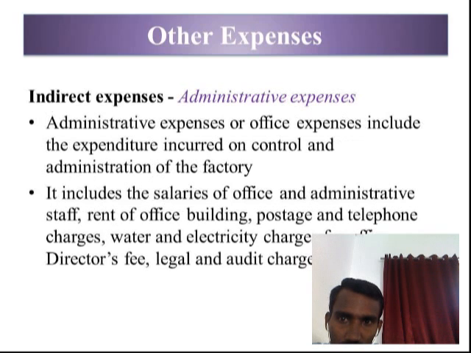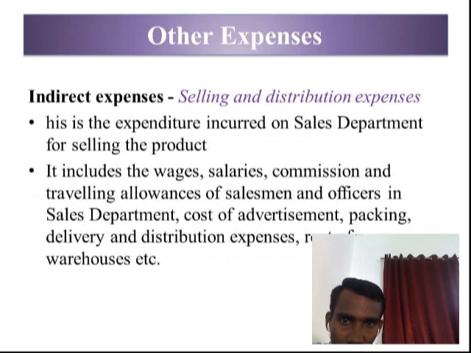Next, administrative expenses. Administrative expenses are related to office expenses, including wages of office workers and other administrative people. Also included for administrative staff are rent of building, postage and telephone charges, water and electricity charges, and other fees, all considered as administrative expenses. Next, selling and distribution expenses.